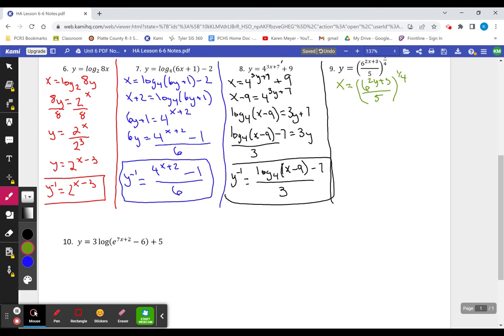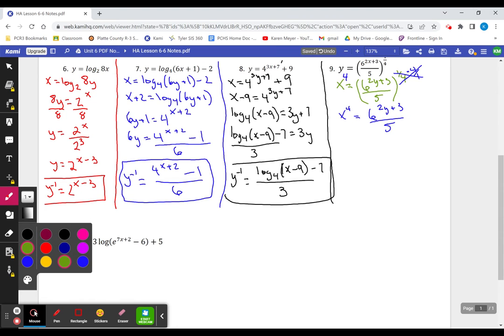Okay, for this one, I want to get rid of that 1/4 power. To get rid of the 1/4 power, you want to multiply by the reciprocal. And the reciprocal is 4 over 1, or just 4. So you need to put a power of 4 on both sides, and then that will make this 1/4 go away. So you're looking at x raised to the 4th equals 6 raised to the (2y plus 3) over 5.